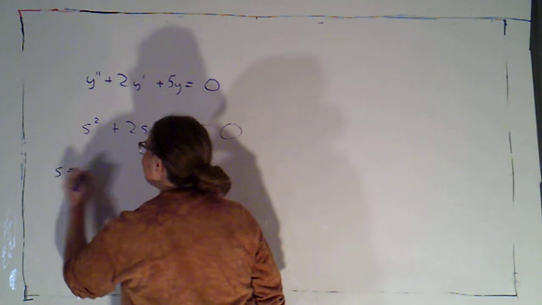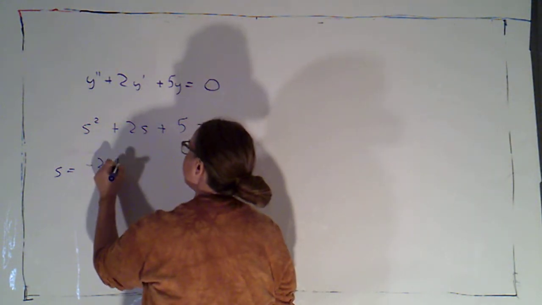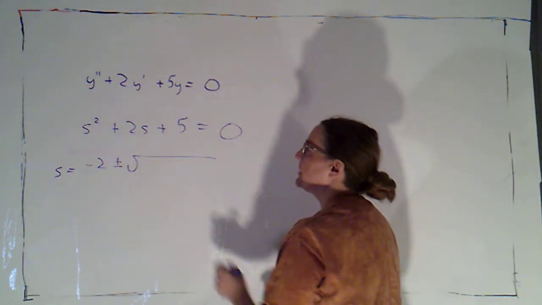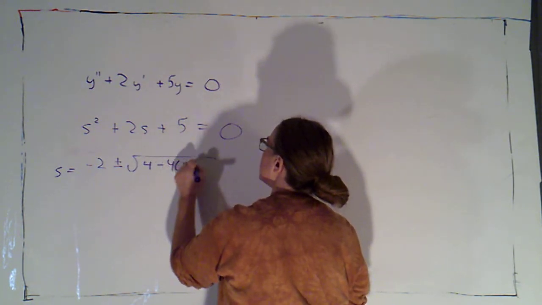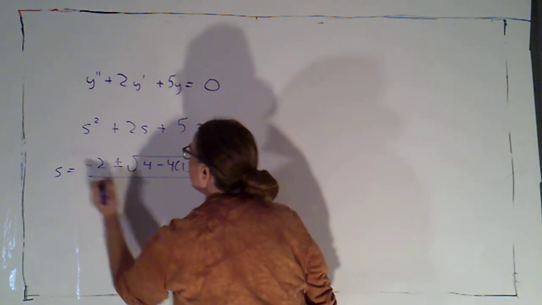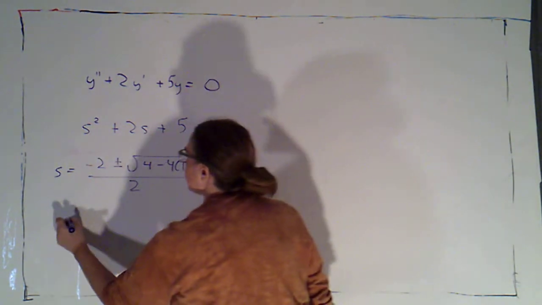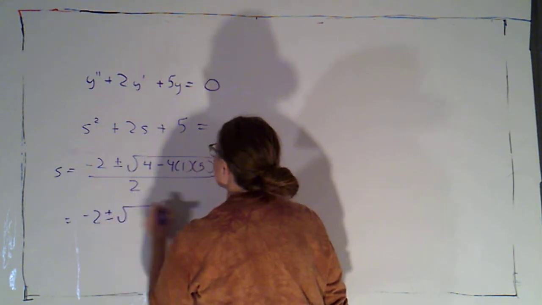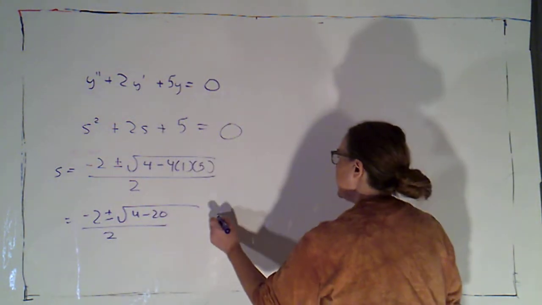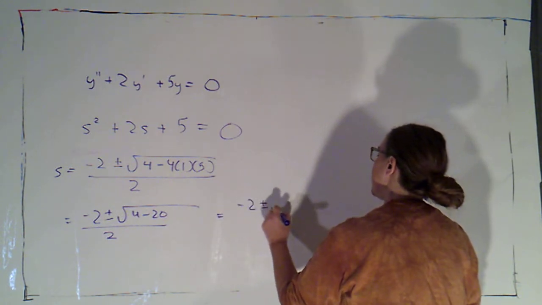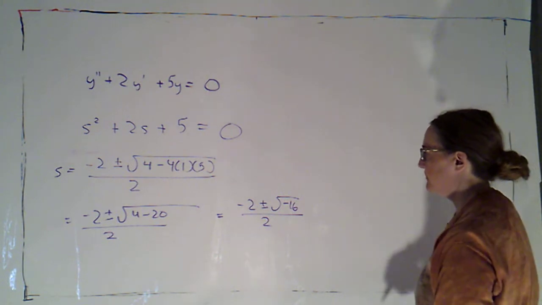So I'm going to use the quadratic formula. So s is going to be the opposite of 2 plus or minus the square root of 2 squared, which is 4, minus 4 times 1 times 5 all over 2 times 1. So that's negative 2 plus or minus the square root of 4 minus 20 all over 2. That is negative 2 plus or minus the square root of negative 16 all over 2.